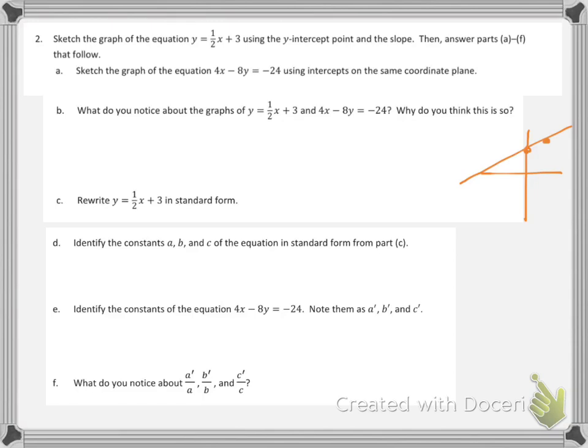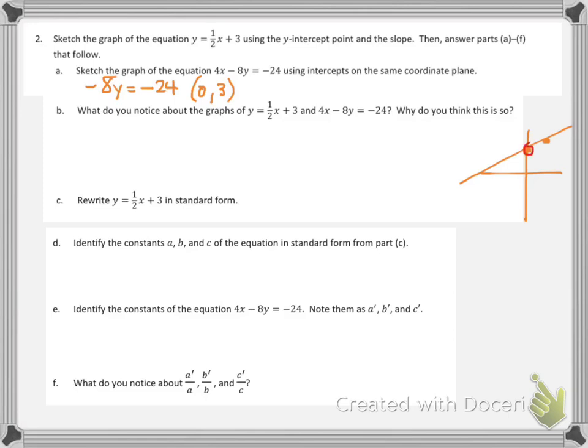Sketch the graph of 4x minus 8y equals negative 24. Well, I can do that if I find intercepts. So let's make x 0. I would get negative 8y is equal to negative 24. And negative 24 divided by negative 8 is a positive 3. So y equals 3. If x is 0, y is 3. That's my first intercept. Let me use a different color. That's this point right here.